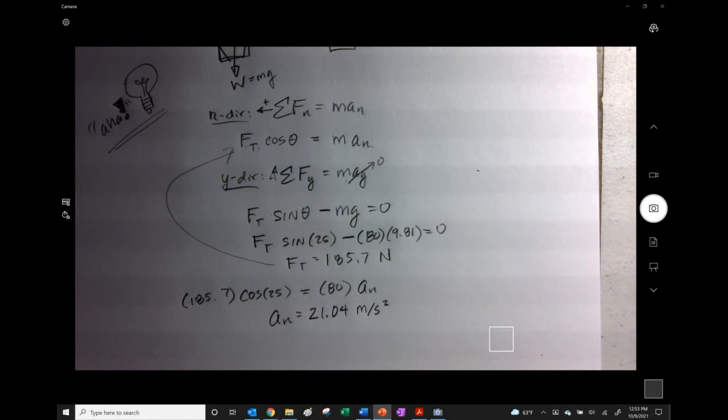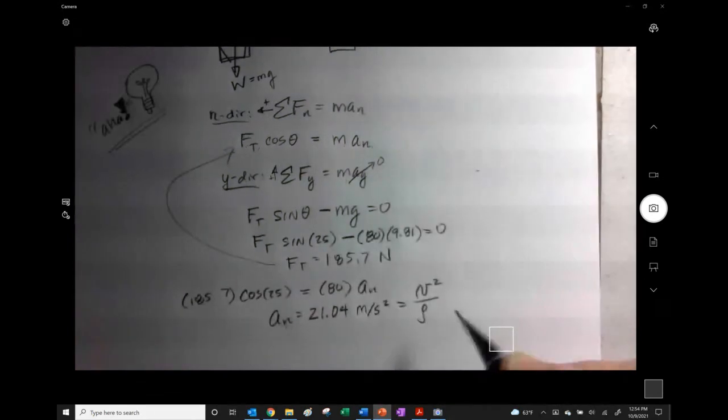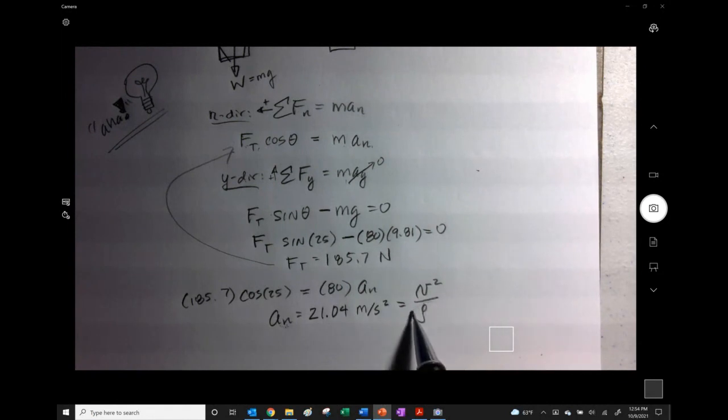And can I find the velocity from this? Yeah. Because what does this equal? That's the inside acceleration, the normal acceleration. So we can go v squared over rho, right? So all we need is rho.